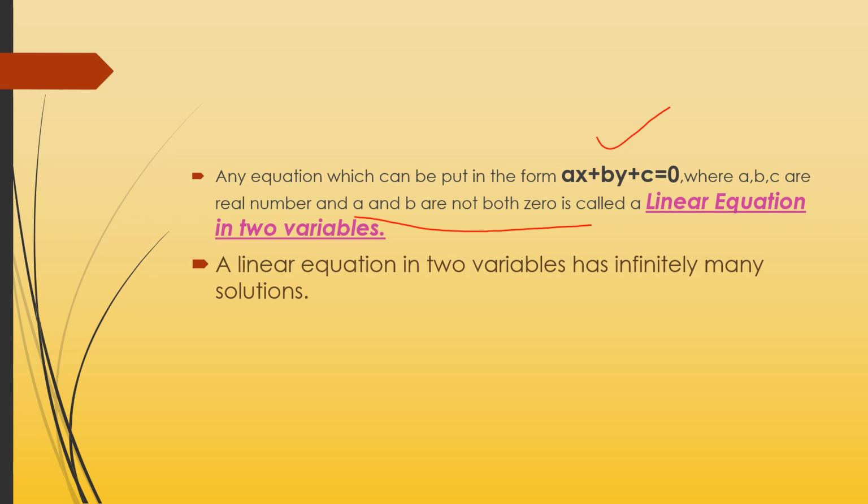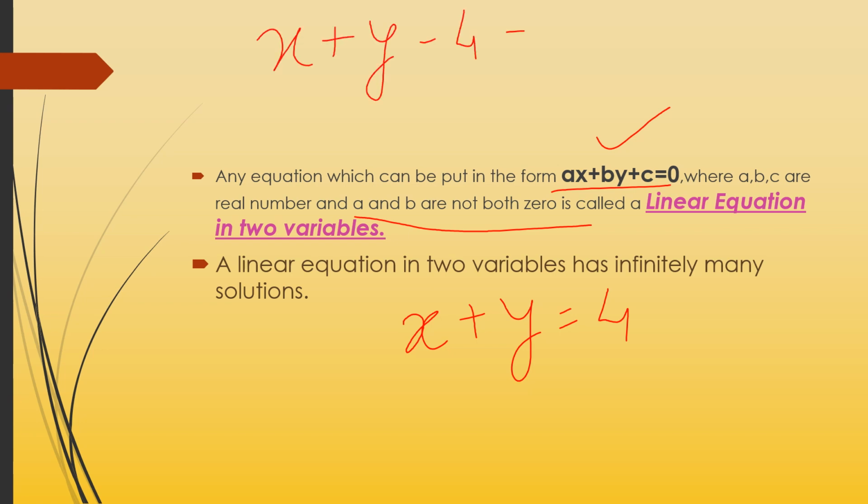Suppose x plus y equals 4. It is a linear equation in two variables. How is it in the form ax plus by plus c? If you rearrange, x plus y minus 4 equals 0. Yes, the coefficient of x is 1, the coefficient of y is 1, and the value of c is negative 4. a, b, c, all three are real numbers.